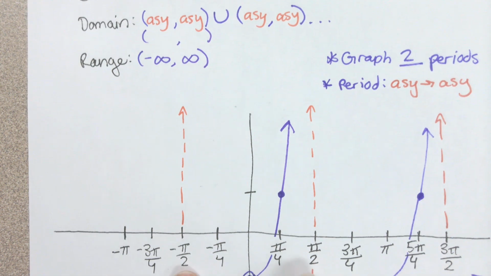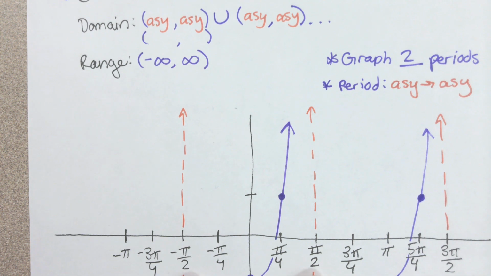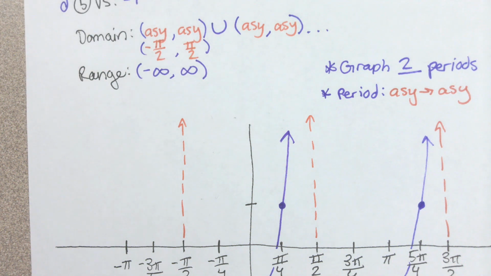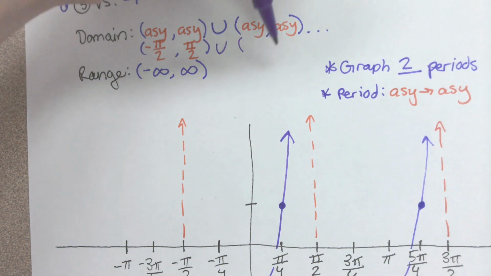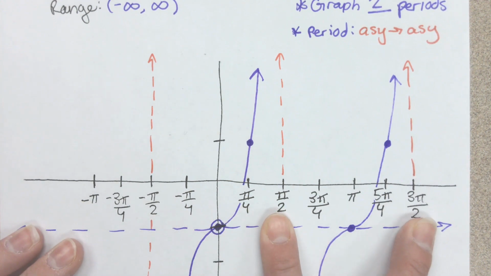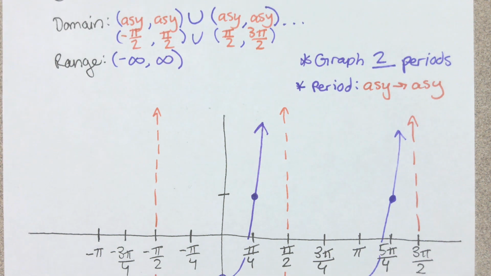So for our first set of asymptotes, we go from negative pi over 2 to positive pi over 2. These are going to be my values. Union and my next set of asymptotes. The next set goes from pi over 2 to positive 3 pi over 2. That's all I have graphed, so that's all I have to write down, but of course there would be more after that. Questions after seeing a completed problem?